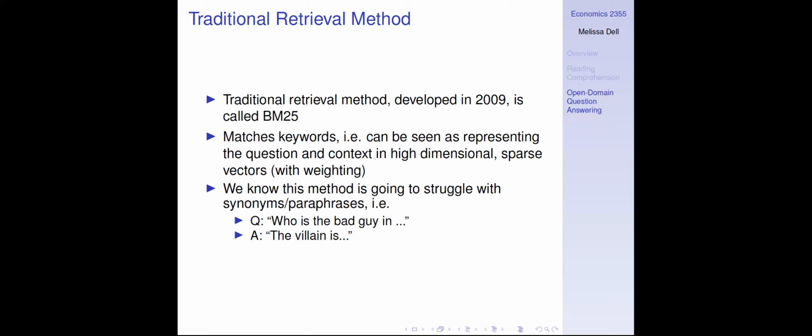And the way that retrieval was done traditionally was by a method called BM25 that was developed in 2009. The idea of this method is to match keywords. So you can see this as representing the question and context in high dimensional sparse vectors with weighting. We know from the things we've talked about before in the course that this method is going to struggle with complex language. It's going to struggle with synonyms or paraphrases. So if the question is, who is the bad guy in a given movie, and the answer is that the villain in that movie is so-and-so, this method is going to miss that, because keywords are a sparse representation of language. And that's going to inherently limit the effectiveness of using keywords as a query method.